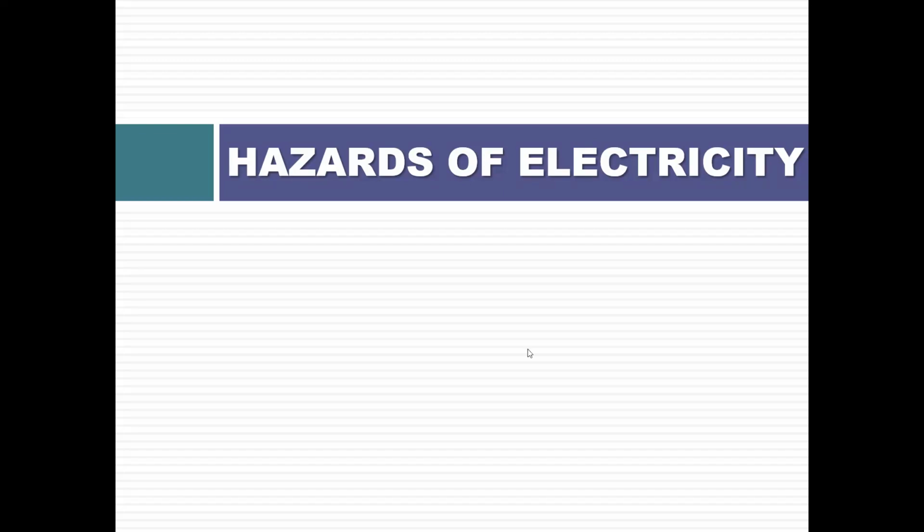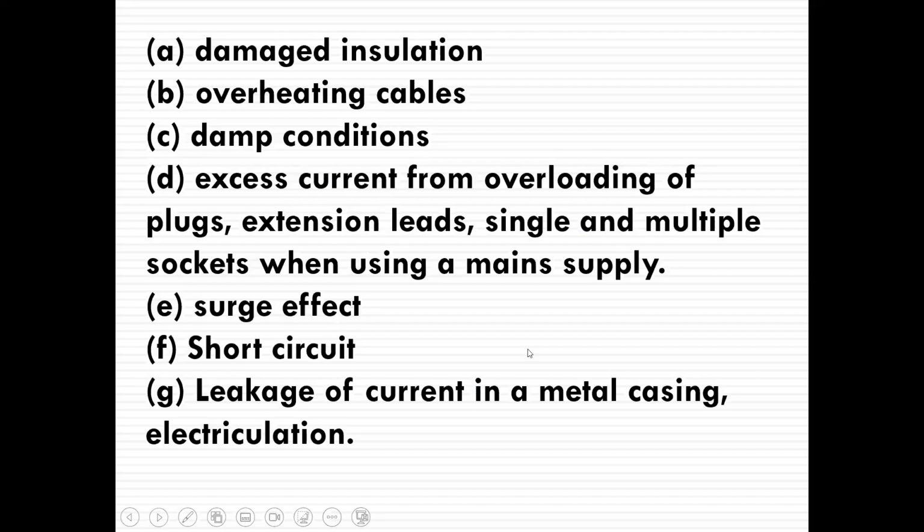Hazards of electricity. Now, I'm showing some famous hazards, and these are in our common life. Electricity is all around us, and many times we come across problems with electricity like damaged insulation, overheating of cables, damp conditions, excess current, surge effect, short circuit, leakage of current in a metal casing, which causes electrocution. You have to now copy this screen.